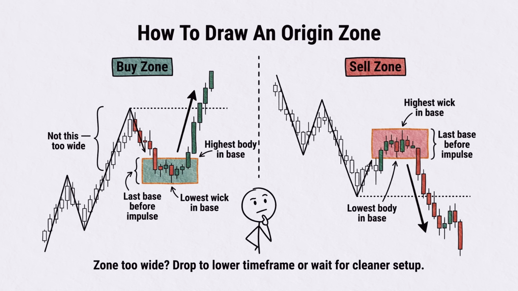Draw the zone around that origin area, from the lowest wick to the highest candle body in that base. For a sell zone, flip it. Use the last small base or the last bullish candle before the bearish displacement that broke structure. Draw from the highest wick to the lowest candle body in that base. If the zone is too wide, do not force the trade. Drop to a lower time frame to refine it or wait for a cleaner zone.